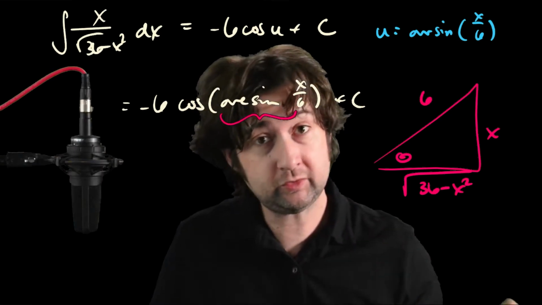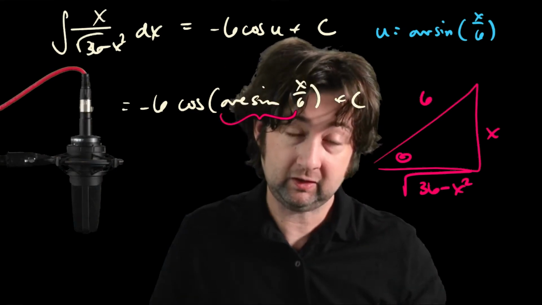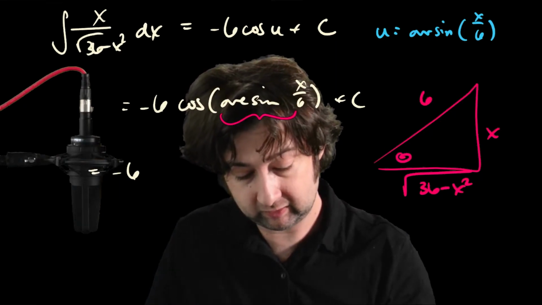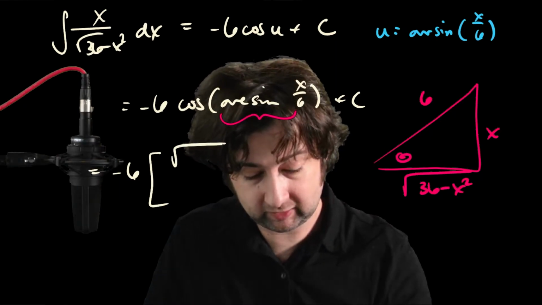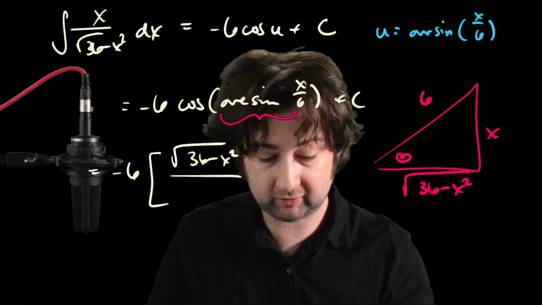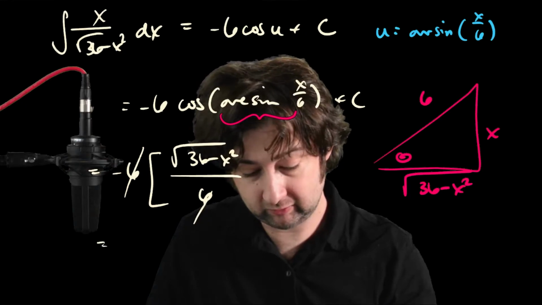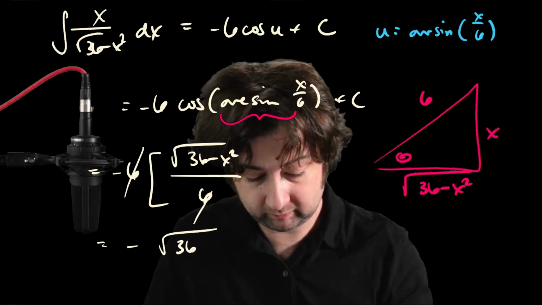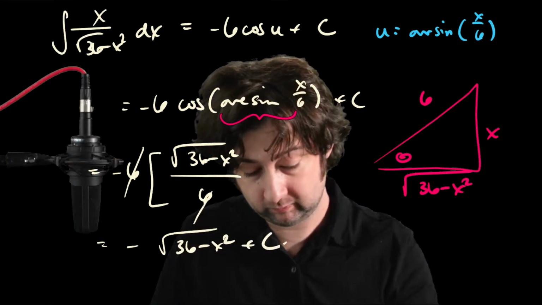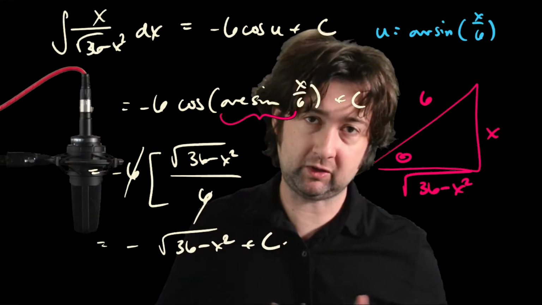And so what is the cosine of that angle? Well, the cosine is the adjacent side over the hypotenuse, and so all of this is minus 6 times the adjacent side of that right triangle, which is the square root of 36 minus x squared, divided by the hypotenuse, which was 6. Those cancel, and you just get minus the square root of 36 minus x squared. Same answer you would get if you had done this with a u substitution instead.